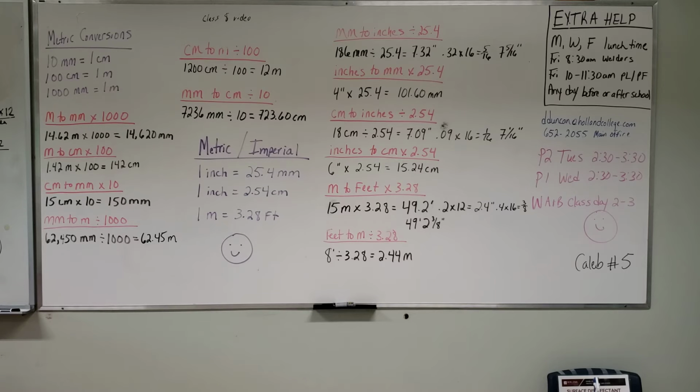So in the first one here, meters to millimeters, we would times by 1,000 because there's 1,000 millimeters in a meter. So if we had 14.62 meters, we times it by 1,000, we get 14,620 millimeters. Meters to centimeters, we're multiplying by 100, centimeters in a meter. So 1.42 meters times 100, we would get 142 centimeters. Centimeters to millimeters, timesing by 10. So if we had 15 centimeters, we times it by 10, we would end up with 150 millimeters.